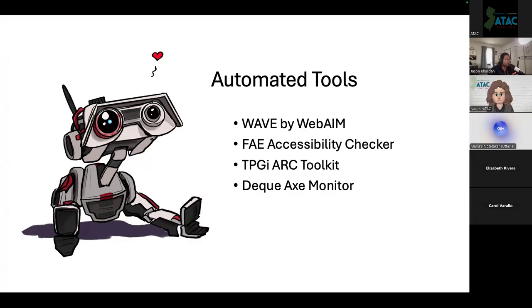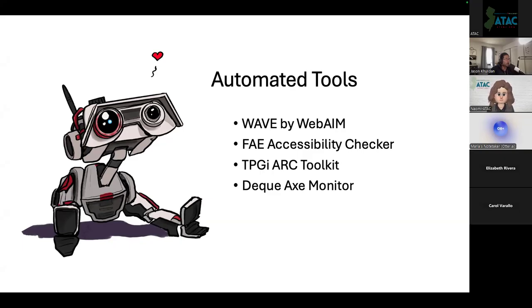We're going to look at three of these four today. The first is Wave by WebAIM. And this is just a plugin that's in, I think, both Firefox and Chrome at this point. FAE Accessibility Checker. The difference between this one and Wave is that FAE will allow you to download those results. And so FAE tends to be a little bit heavier on the reporting side of things, whereas Wave tends to be a little heavier on the overlay side. It allows you to visually see where the errors are, and it does a little bit better job of explaining what they are.